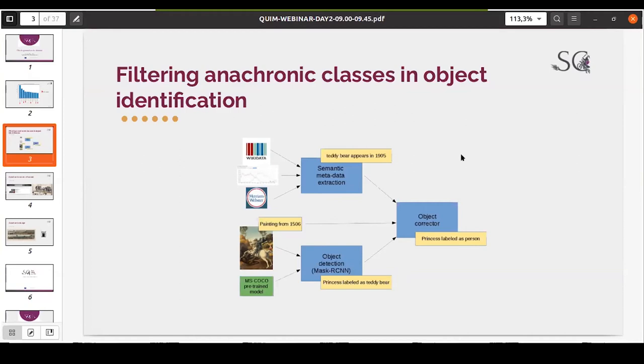When we analyze this metadata, we know, for instance, that the teddy bear appears in 1905. So in the case where we have to describe the painting of St. George killing the dragon, we take, as was explained yesterday, the COCO pre-trained model. Then, according to the chronological information, the first description of the painting, in which the princess is labeled as a teddy bear, gets a correction saying the teddy bear cannot be, because it's a painting from the 16th century. The most probable entity for this is a person, so the teddy bear is relabeled as a person.